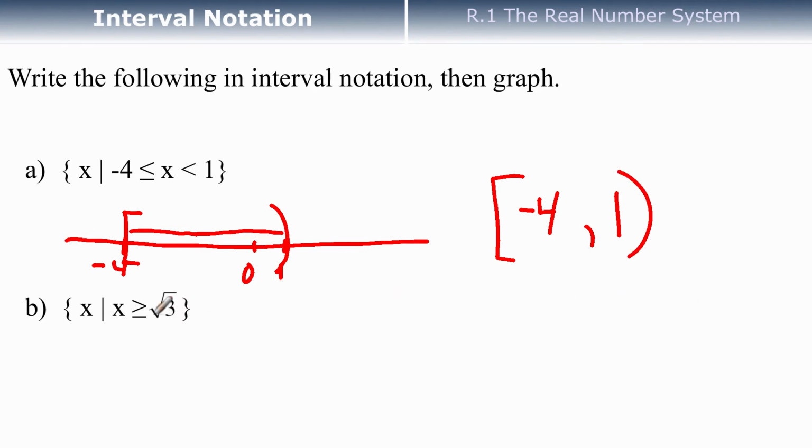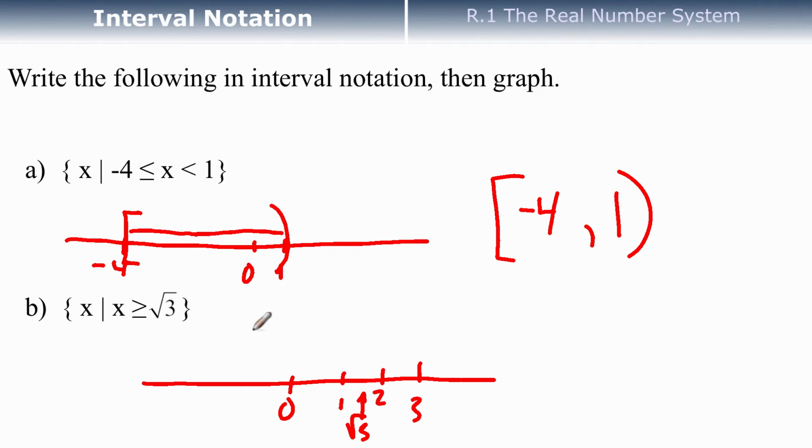Okay, here's another one. All the x's such that x is greater than or equal to the square root of 3. Now square root of 3 is irrational, so it's hard to put that on a graph. So we're just going to have to ballpark it. If you do square root of 3 on a calculator, it's 1 point something. So I'm just going to ballpark it in here somewhere. So I'll put √3 somewhere in there, but it's not an exact point on the number line because the decimal never ends. So I'm just ballparking it.